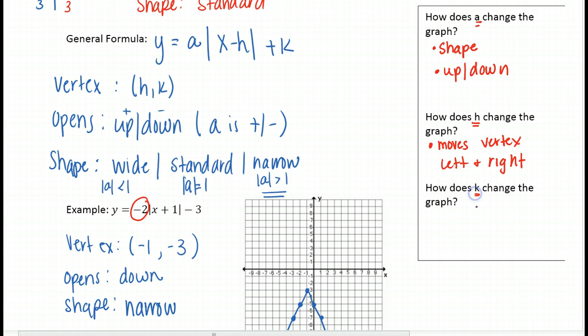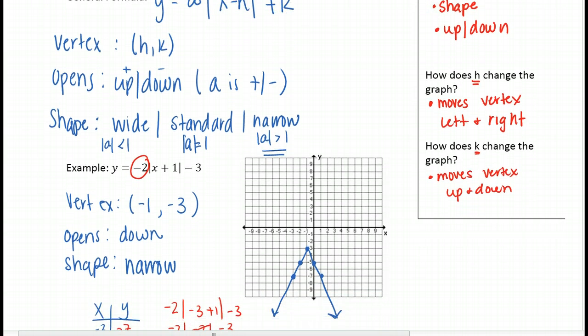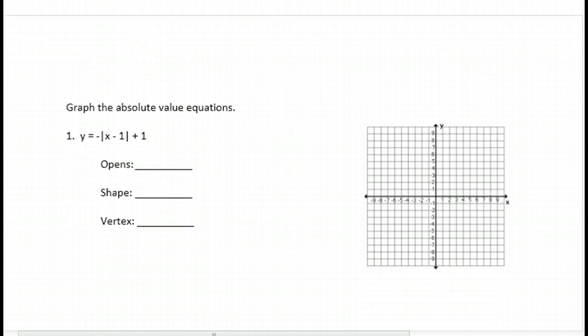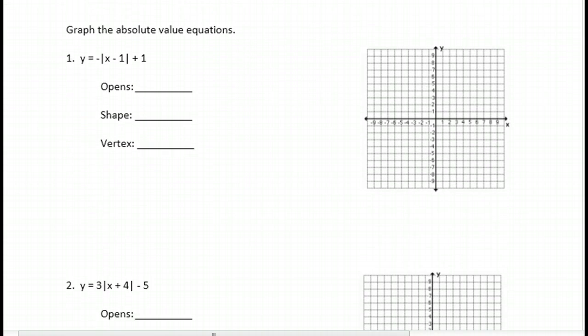So similarly, k moves the vertex up and down. So it's pretty much, well, it's not necessarily just moving the whole vertex, but it's moving the whole graph. But since we plot the vertex first, I like to write vertex. So once you have that written down, I'm going to show you a shorter way to do it instead of using a table every time.